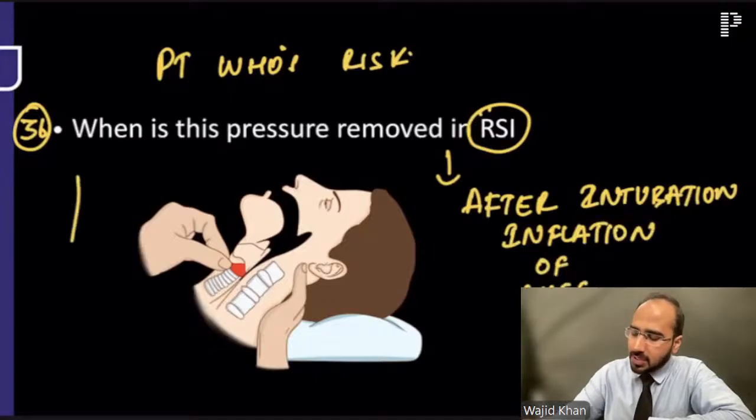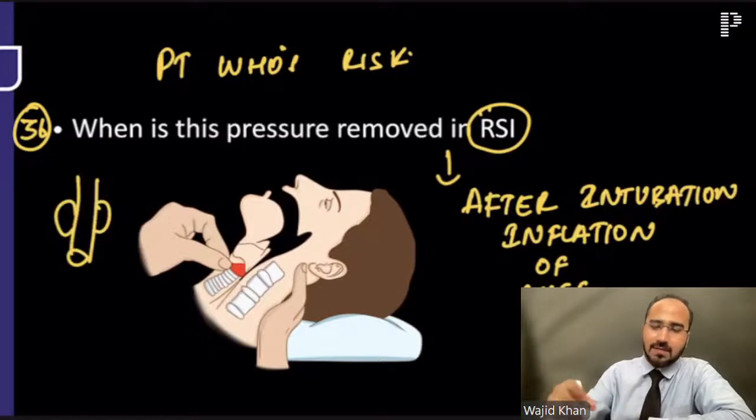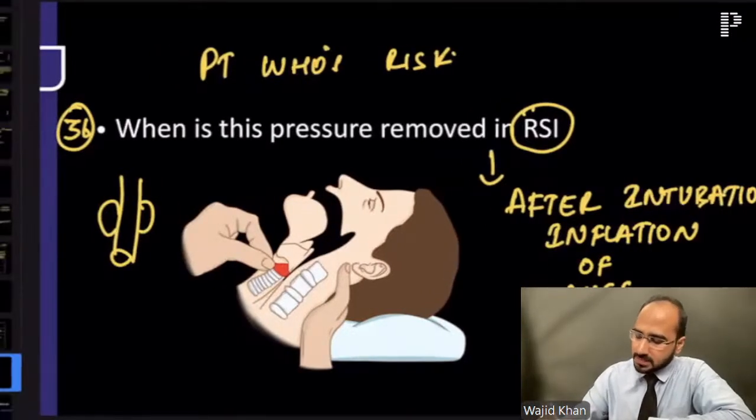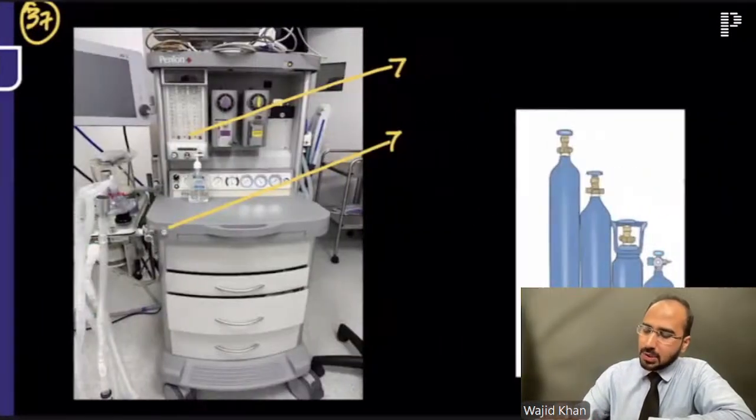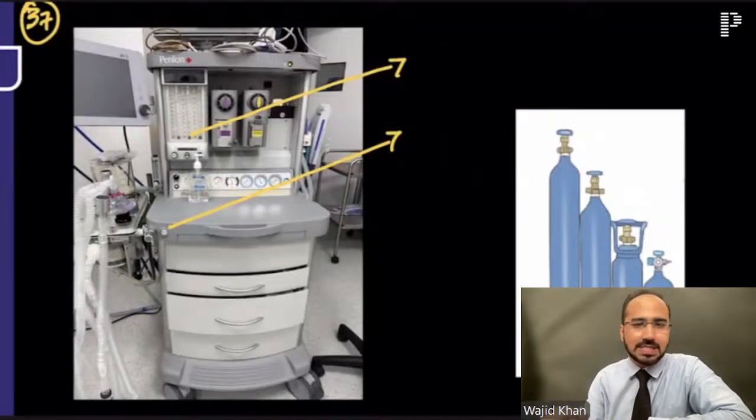There is a cuff in the endotracheal tube, yes or no? That prevents the risk of aspiration. So after inflating that, then you can remove this. Okay. Now, guys, coming to this. This thing over your screen is the anesthesia machine.